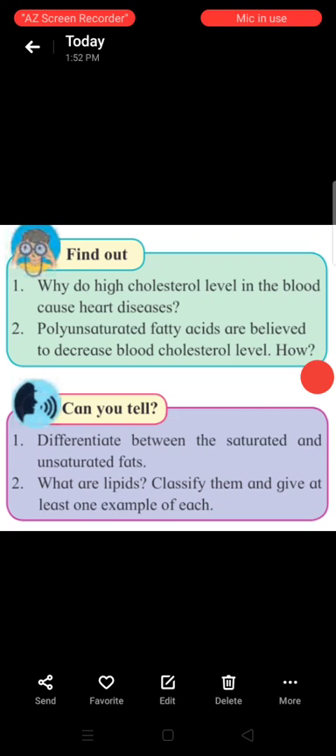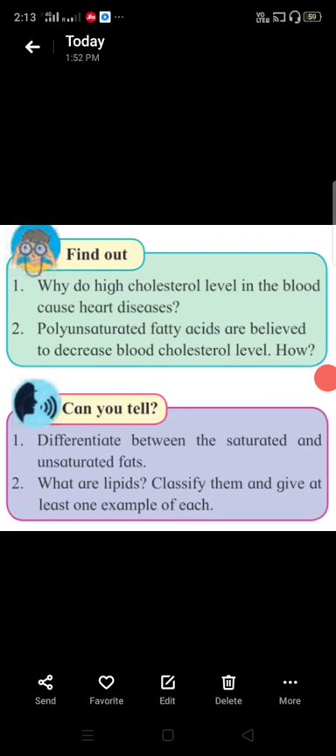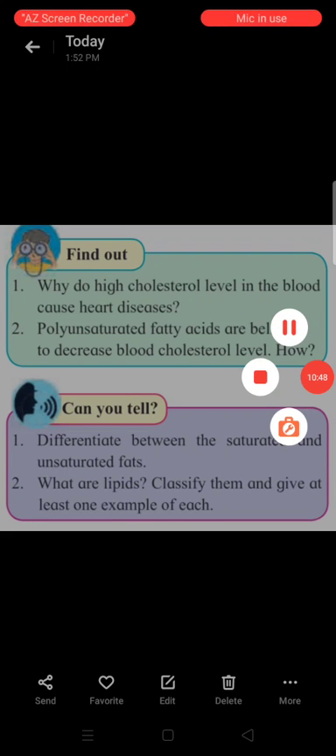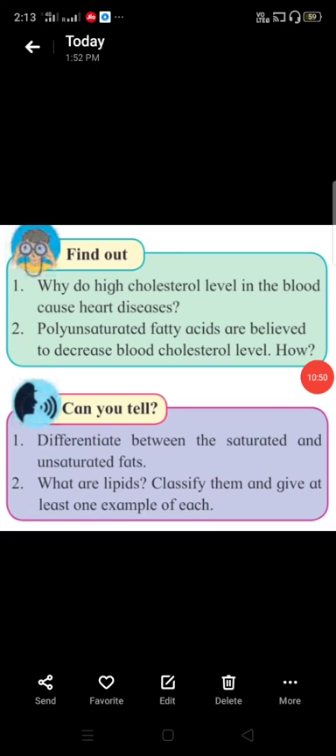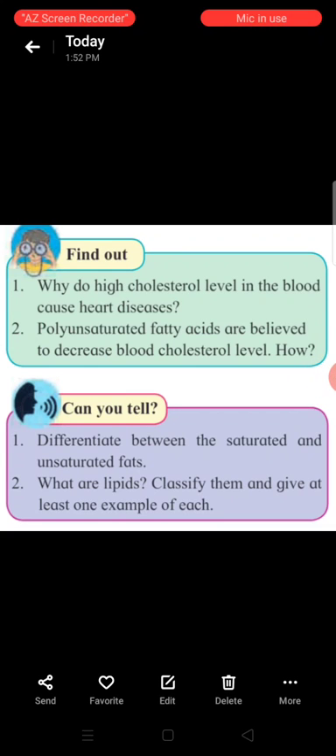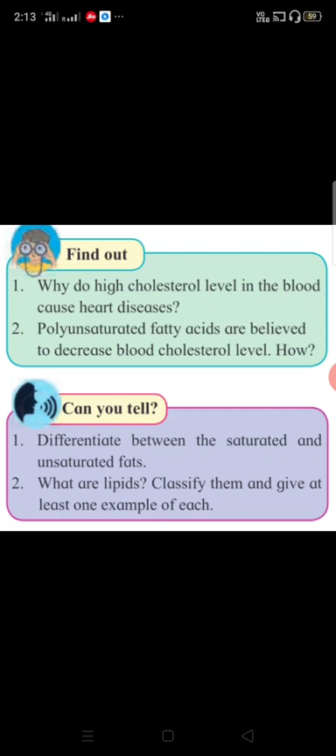So here we have finished our second topic from 6th chapter Biomolecules, that is lipids. In next lecture we will discuss about our next topic, that is proteins. Thank you.